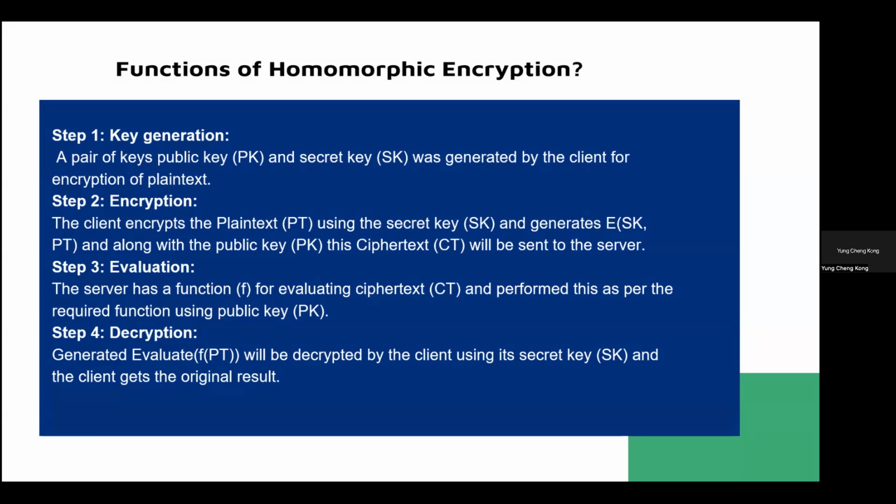Next, the basic functions of homomorphic encryption are key generation, encryption, evaluation, and decryption. Key generation is about the production of the public key and secret key. Then encryption is related to the encryption of data and sending it to the targeted server. Evaluation is about the server processing the request and performing the operation requested by the client. The last step, decryption, is about the client decrypting the data using the secret key.